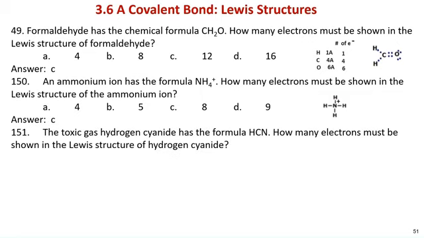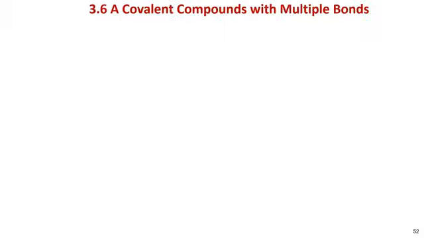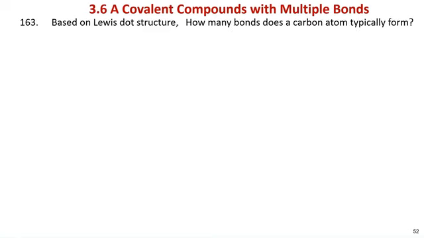Hydrogen cyanide. How many electrons must be shown? We already did that. 10 electrons. Remember we did that for one of the problems. Should be C. Covalent compounds with multiple bonds. We already talked about carbon dioxide, ethylene, acetylene. How many bonds does carbon typically form? Carbon typically forms 4 bonds.